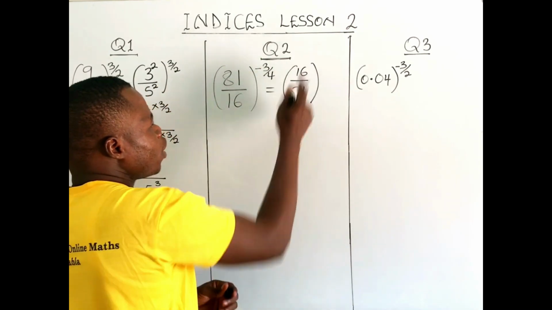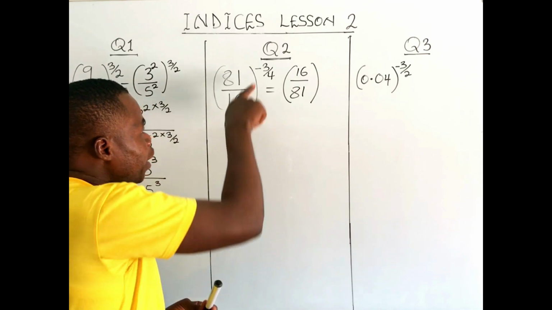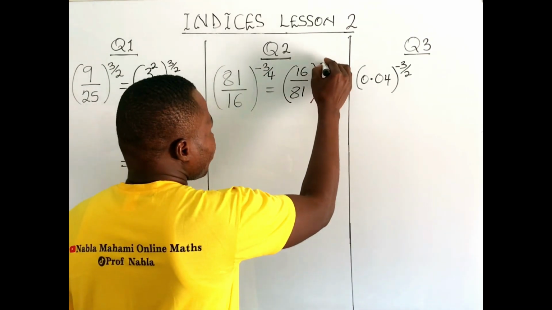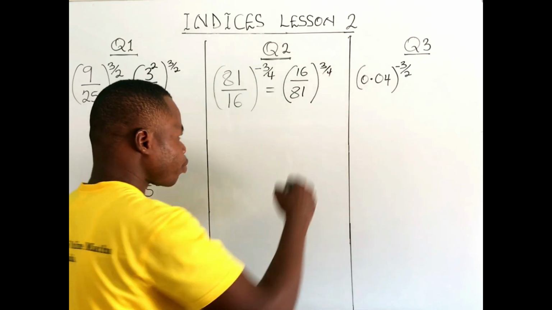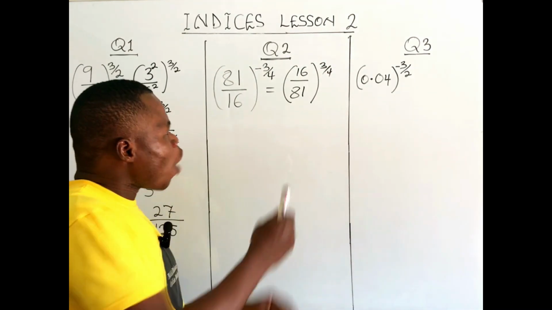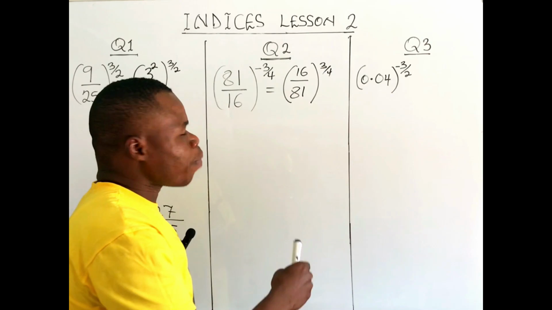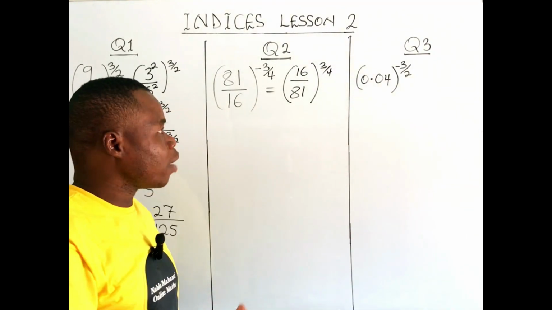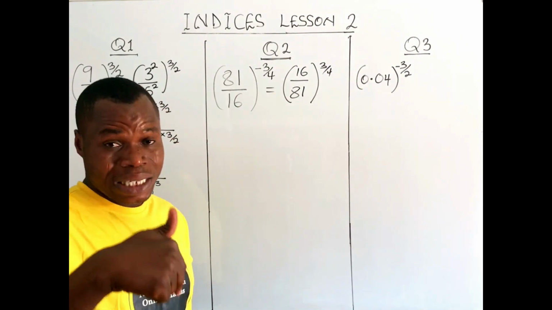Then, since I'm changing the position of the numerator and the denominator, the power will now change to be positive. So I will now have 3 over 4. So this time round, I will check the denominator of the power, which is 4. That means that if I take 16, there's a particular number that I can multiply 4 times and I'll get 16.